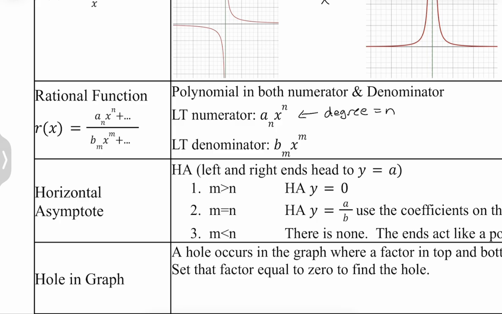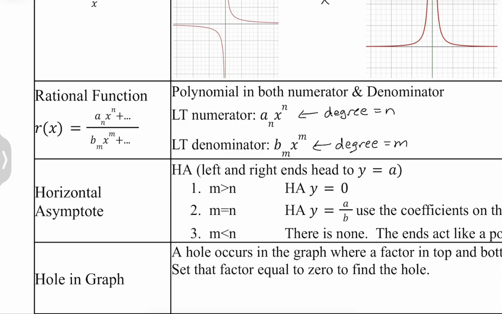It's important that we know how to find the lead term of our denominator. We're going to call the degree of that n. Now, why is it important to have that n and m? Well, that is going to help us find a horizontal asymptote.